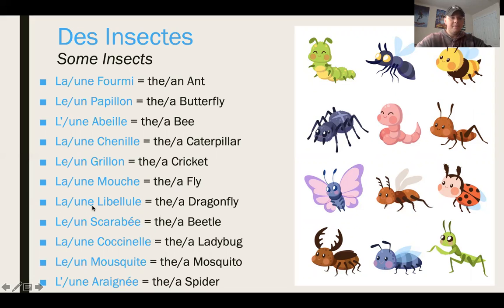La or une libellule. It's a hard word to pronounce, but anyway, that is the or a dragonfly. Le or un scarabée, which is a beetle. La or une coccinelle, which is the ladybug. Le or un moustique, a mosquito. And then l'araignée or une araignée, which is the spider or a spider.